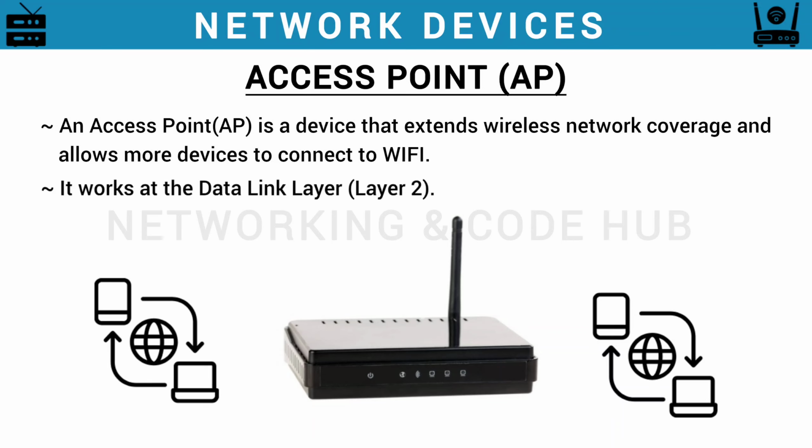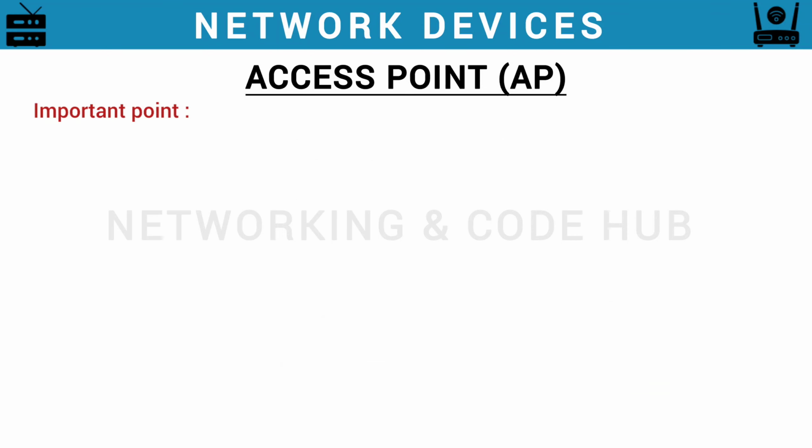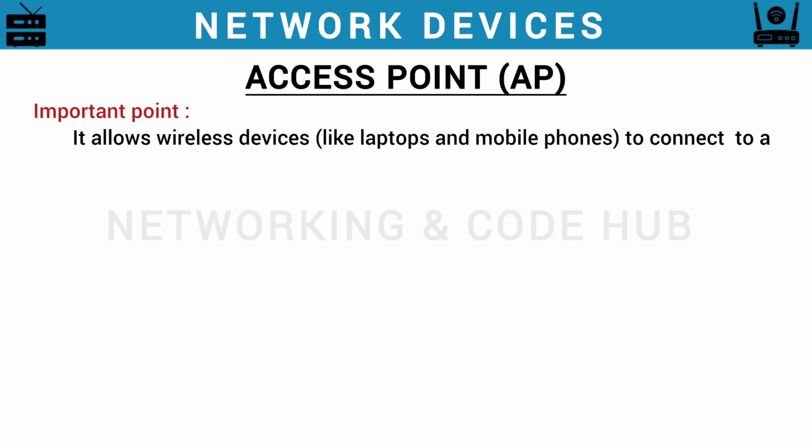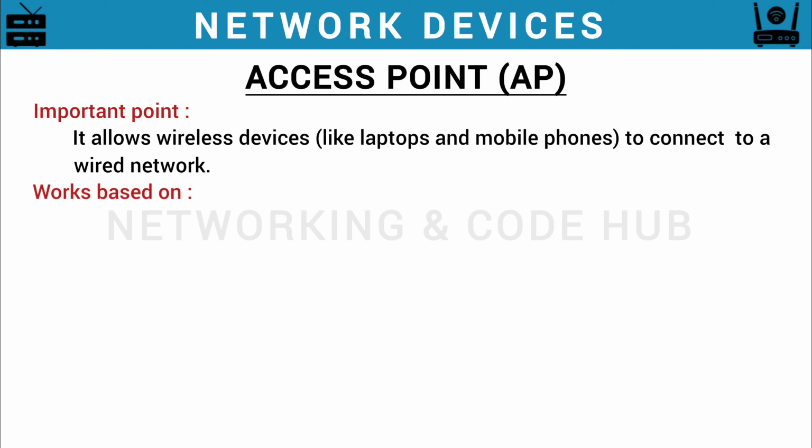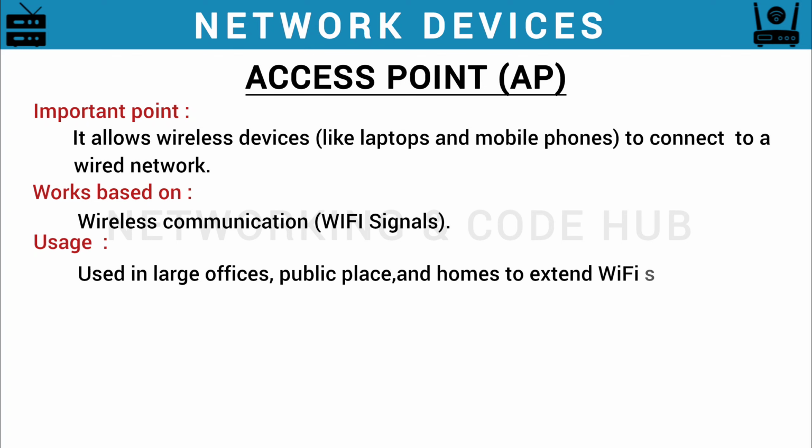It works at the data link layer, layer 2. An access point usually works at layer 2, the data link layer, which means it uses MAC addresses to send data. Some advanced APs can also work at layer 3, the network layer, to handle IP addresses and routing. An important point is it allows wireless devices like laptops and mobile phones to connect to a wired network and works based on wireless communication like Wi-Fi signals. Access points are used in large offices, public places and homes to extend Wi-Fi signals.